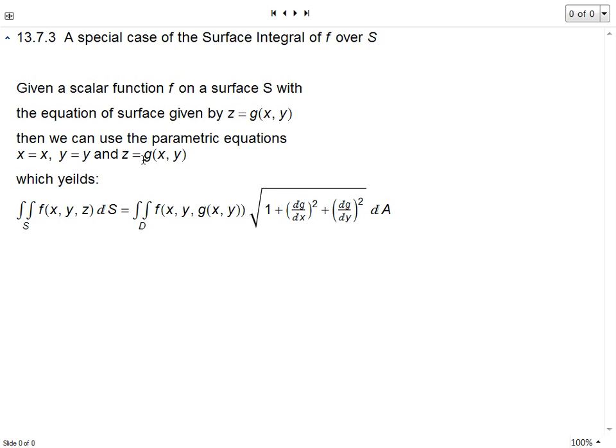If it can be written that way, then this becomes this. So you plug into the function: you plug in x, you plug in y, and you plug in z. But z is your function g, so plug it in. And then this is the magnitude of the cross product. We did that back with surface area. We showed you this: that if z was a function of the two variables x and y, your surface area formula became this.